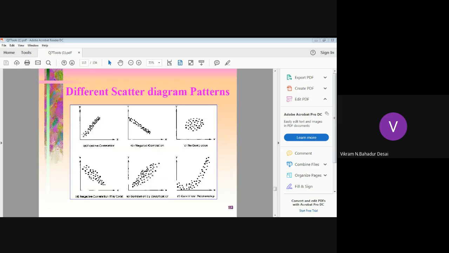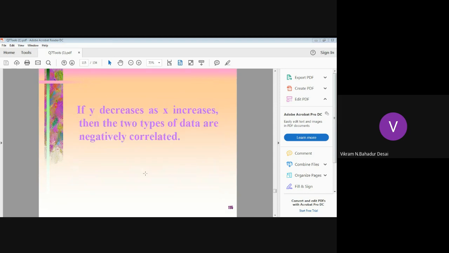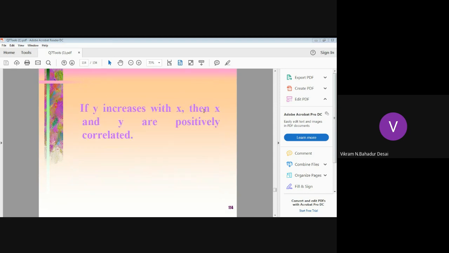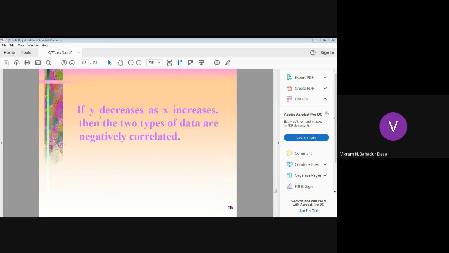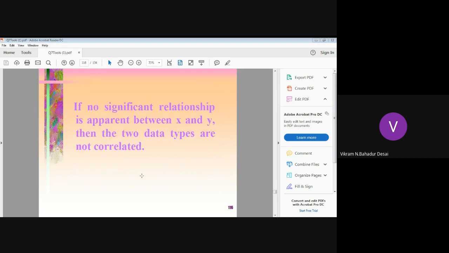If there is a linear relationship between them, you call it a linear relationship; otherwise non-linear, or no correlation. If it is negative, then different kinds of relationship will exist. So you need to identify. If y increases with x, then x and y are positively correlated. If y decreases as x increases, then the two types of data are negatively correlated. If no significant relationship is apparent between x and y, then the two data types are not correlated.